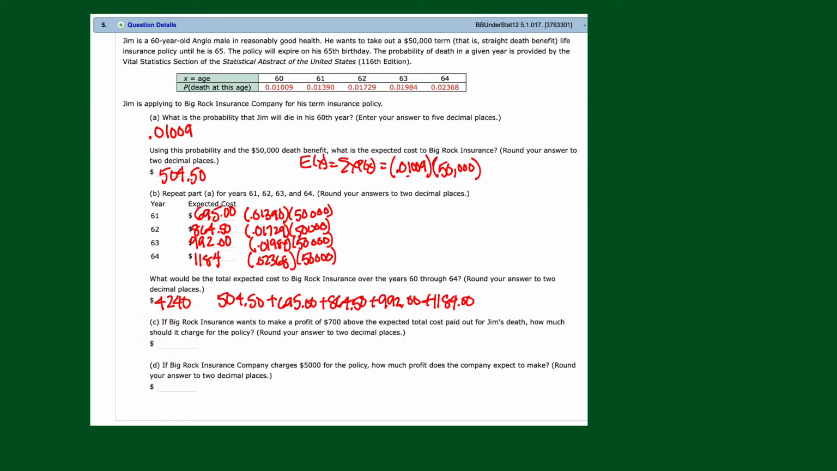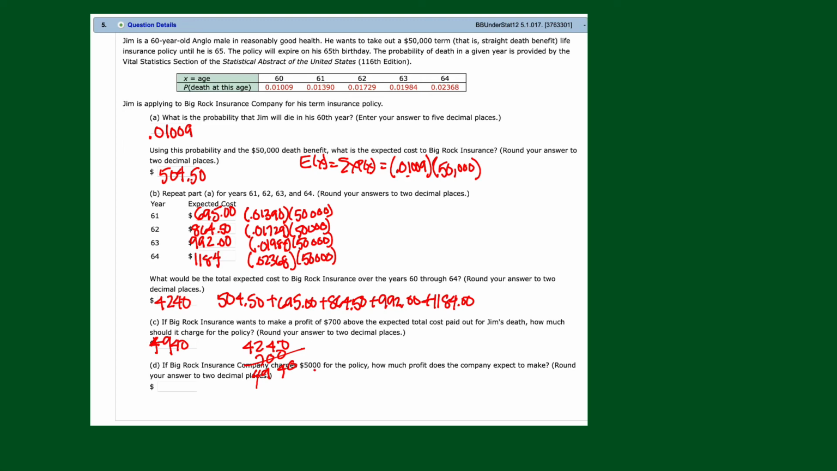Part C says if Big Rock Insurance wants to make a profit of $700 above the expected total cost paid out for Jim's death, how much should it charge? Well, this is how much it's going to cost them. What if you add on another $700? So I'm thinking it's going to be $42.40 plus 700. We're going to get 0.494. So how about 49.40? All right, 49.40.